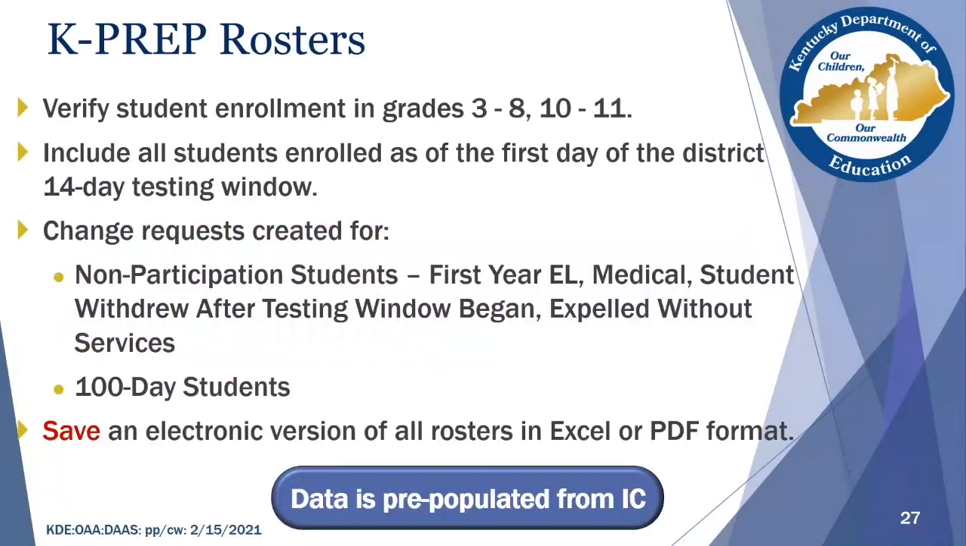You will create change requests or tickets for non-participations, or to change the 100-day accountability for a student to another school, district, or even the state. Some of the non-participations available are first-year EL. Though a first-year EL student must show participation for math and science, please see the K-Prep training for that.